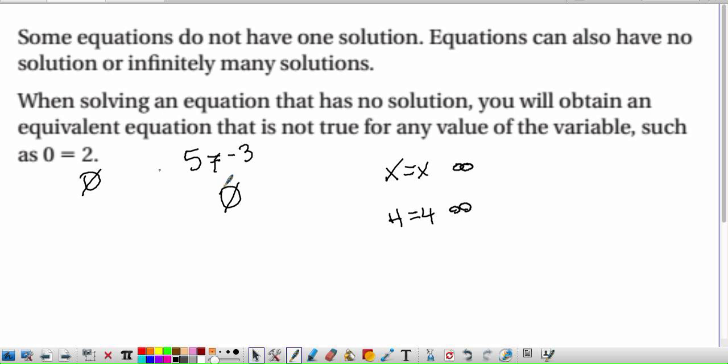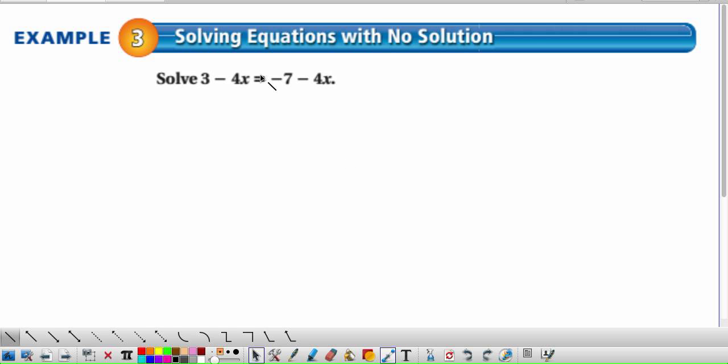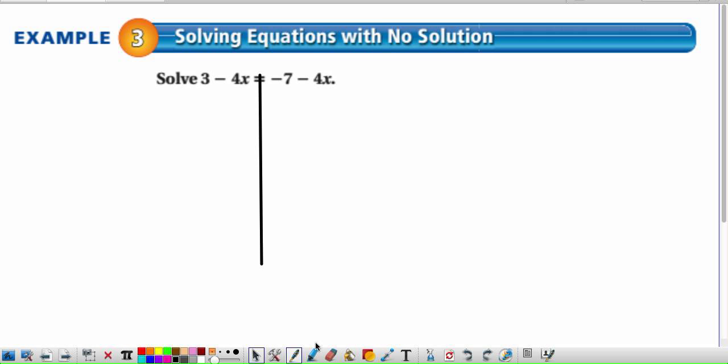And so if it's no solution, we just put the 0 with a slash through it. Infinitely many solutions, we put the little infinity sign. So let's look at some examples that go with that. So as you can see, example 3 is solving equations with no solution. So what we're going to do is just like on the other problems, because remember, when you're working these problems out, you're not going to know beforehand whether it's one solution, no solution, or infinitely many solutions.